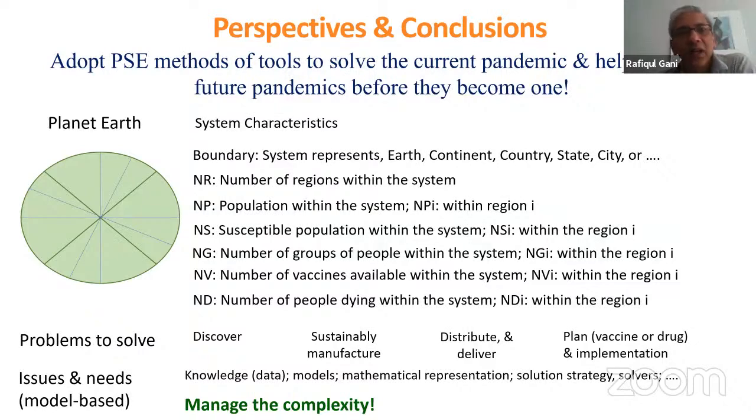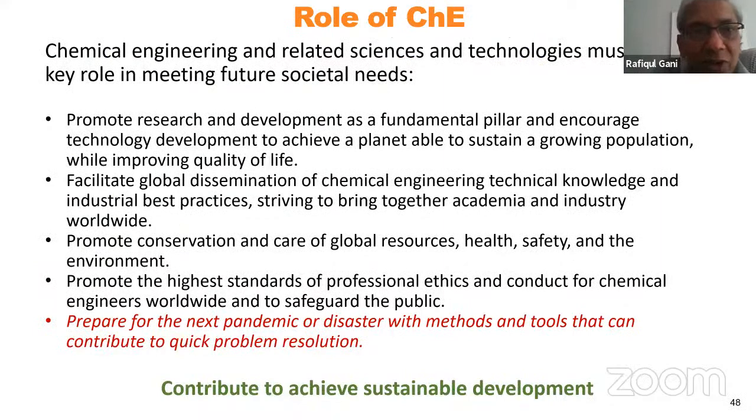With that, I want to end by listing out the role of chemical engineers. Chemical engineering and related sciences and technologies must play a key role in meeting future societal demands. We should promote research and development as a fundamental pillar and encourage technology development to achieve a planet able to sustain a growing population while improving quality of life. That's the Sustainable Development Goals. Facilitate global dissemination of chemical engineering technical knowledge and so on. Promote conservation and care of global resources.